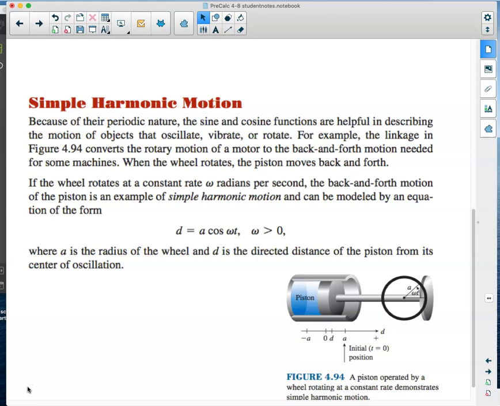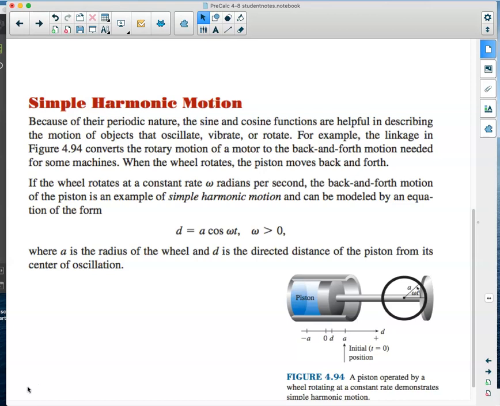For example, the linkage in figure 4.94 converts the rotary motion of a motor to the back and forth motion needed for some machines. When the wheel rotates, the piston moves back and forth. So what generally happens is we have some kind of mechanism in the vehicle that squirts a little bit of gas inside the chamber and then ignites it. And when it ignites that fuel, then there's a little mini explosion that pushes that piston. And so then it gets the back and forth motion going, and that's how most basic small machines are going to work when they're gasoline driven.